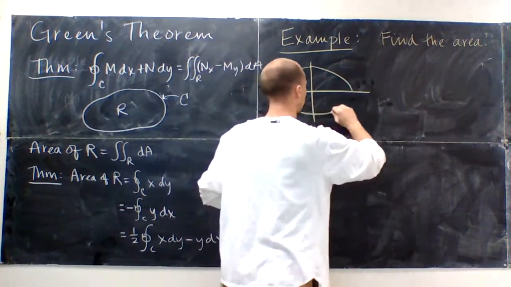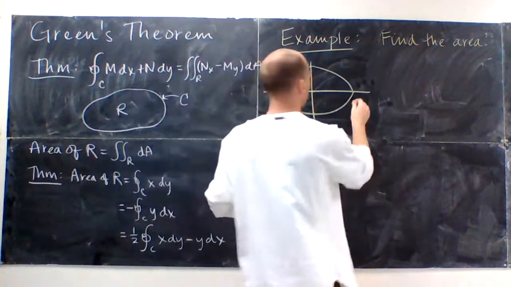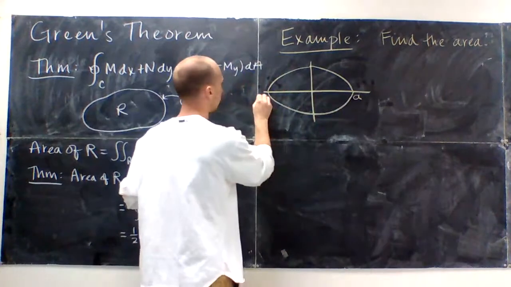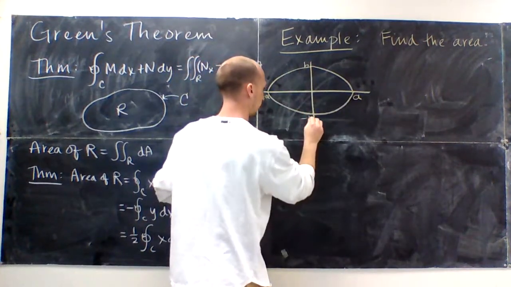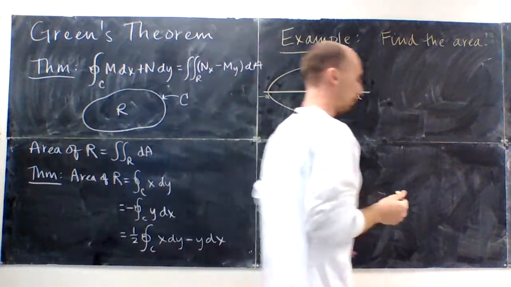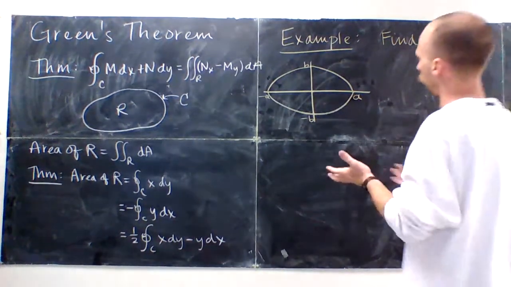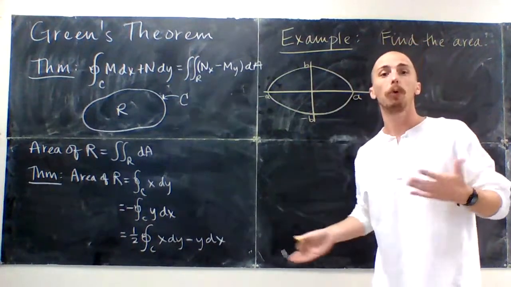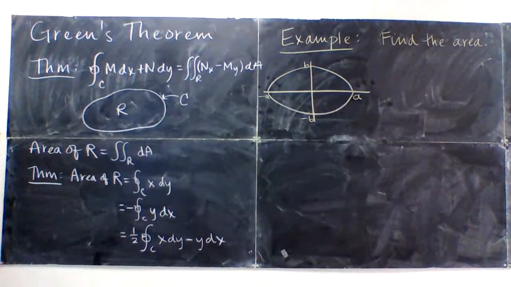Okay, it'll do. So I'm going to say that this is A, this is negative A, this is B, and this is negative B. All right, so we want to find the area of this region in here. What we're going to need to do is we've got this region, we've got the boundary, we need to parameterize the boundary.